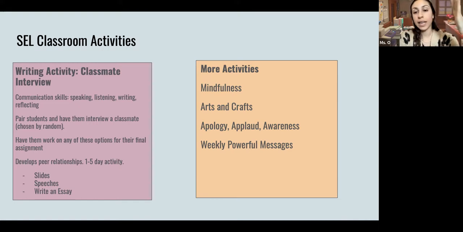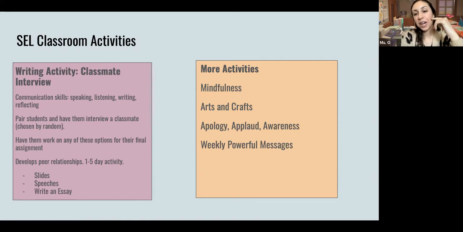If you wanted to layer this activity and make it into maybe a 2, 3, 4, even a whole week activity that they reflect back on, you could have students at the end, with their data and the interview information, write about the person they interviewed. They could share verbally what they learned about the student, maybe a couple highlights or their favorite thing. They can make slides about the classmate.